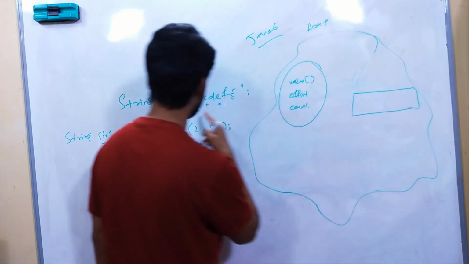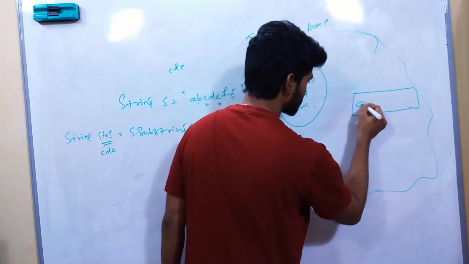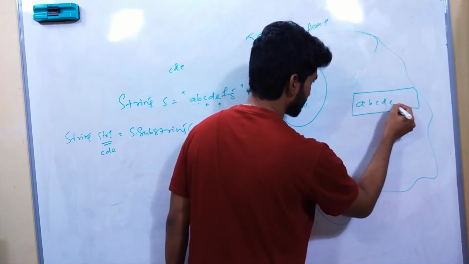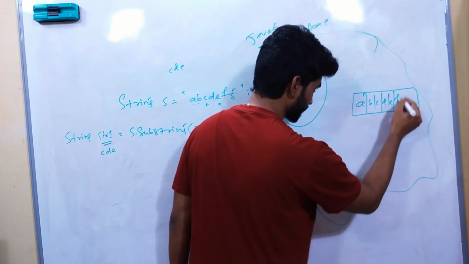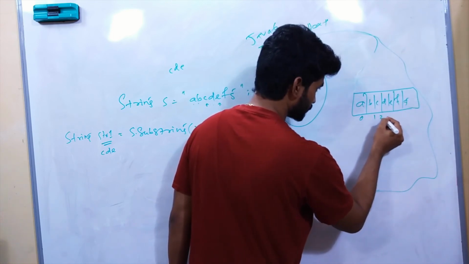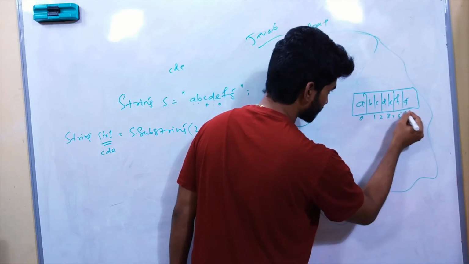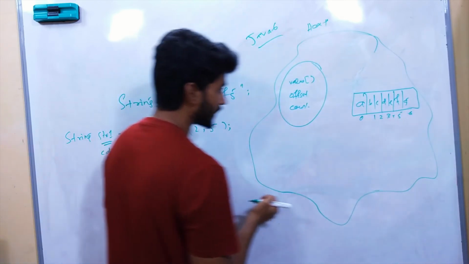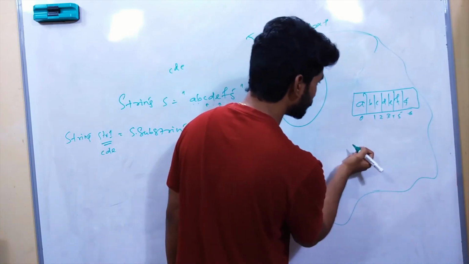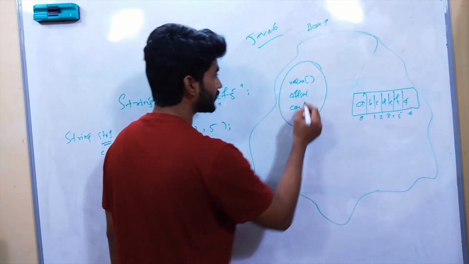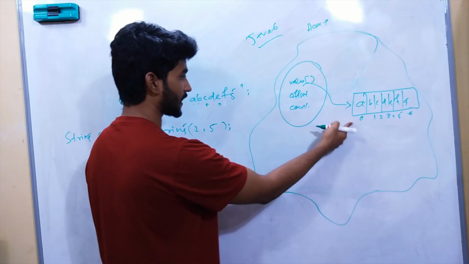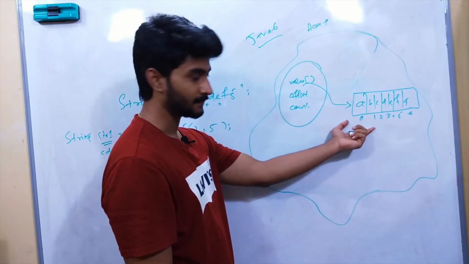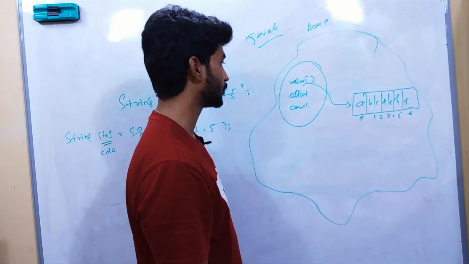Let's say my string is a, b, c, d, e, f, g, and let me quickly draw it for you guys: indexes 0, 1, 2, 3, 4, 5, 6. Now this value array is going to point to this particular array. Arrays are also objects in Java, so they will be there in the heap only.